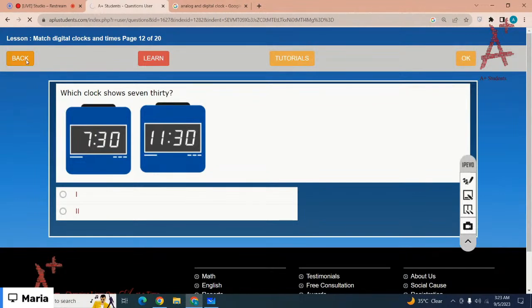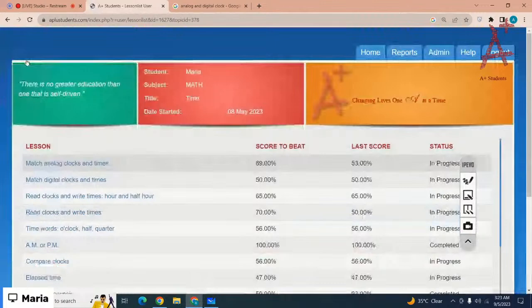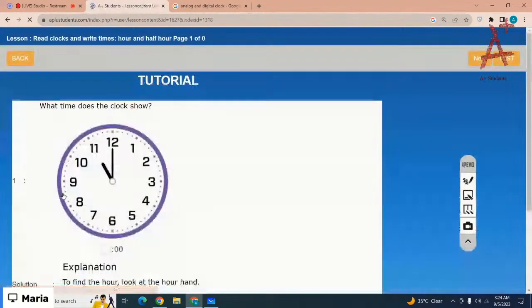Let's just start with the next lesson. Read clocks and write times, hours and half hour. The next lesson it is.